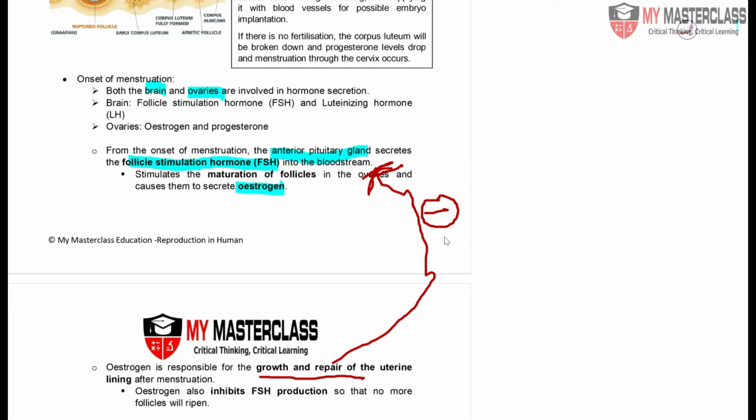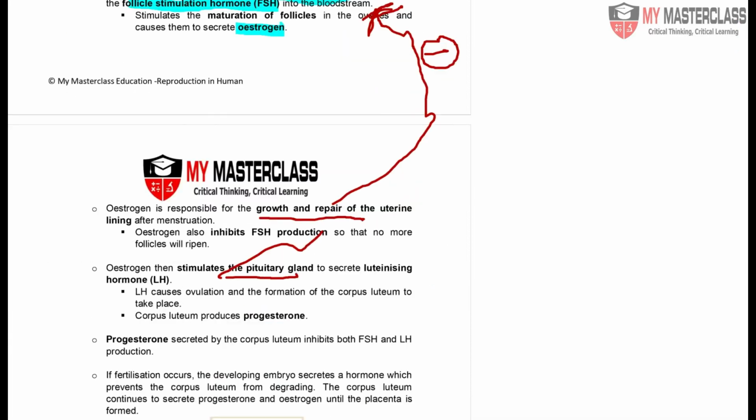Okay, now once estrogen reaches peak levels, what happens? We have got estrogen stimulating the pituitary gland. So the pituitary gland is also part of the brain, similarly to just now whereby we looked at the FSH that is being secreted by the anterior pituitary gland. So what is the purpose of my luteinizing hormone? Okay, so luteinizing hormone, as you see in your notes, it causes the ovulation to take place, and more importantly, it helps to form the corpus luteum.